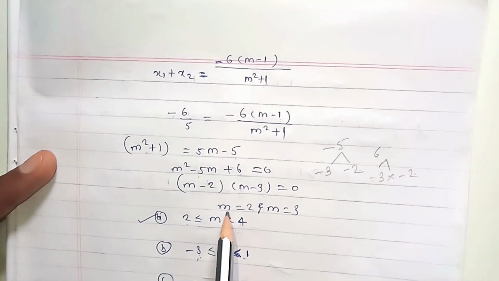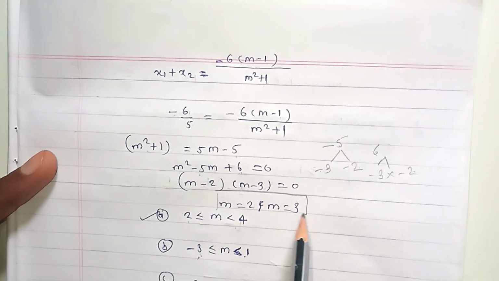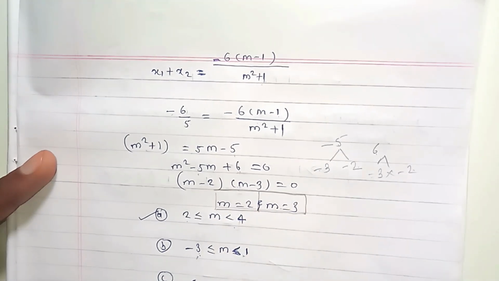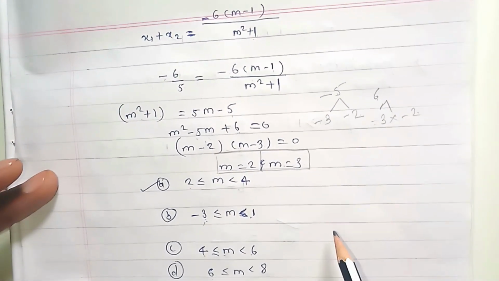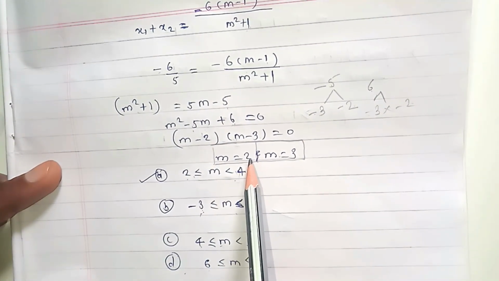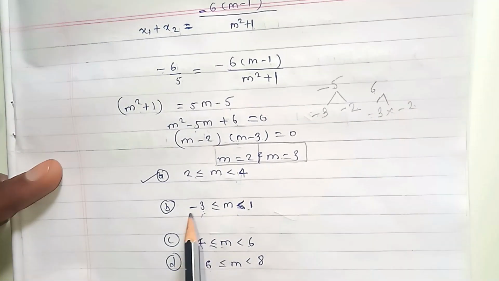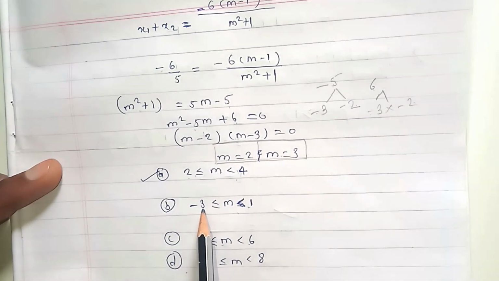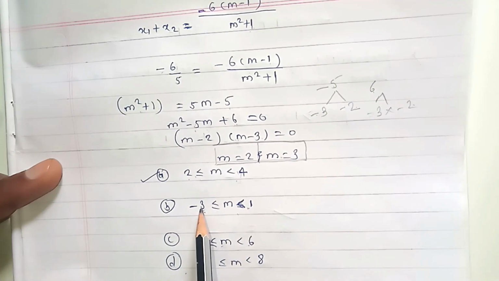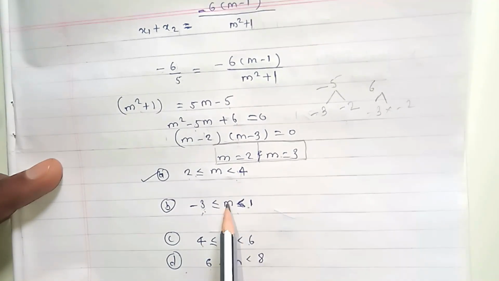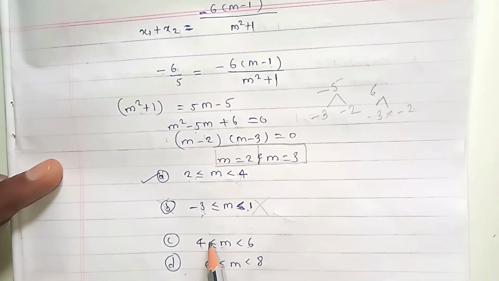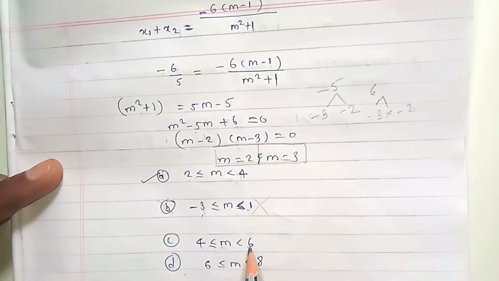Here we got exactly two values for m: the first says m is 2, and the second says m is 3. Now in our options we have four intervals, and we have to find where 2 and 3 belong. In the second option, the values start from negative 3 up to 1, but 2 and 3 do not belong here, so the second option is wrong.